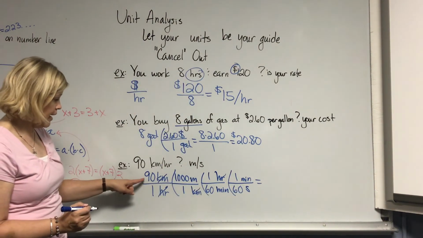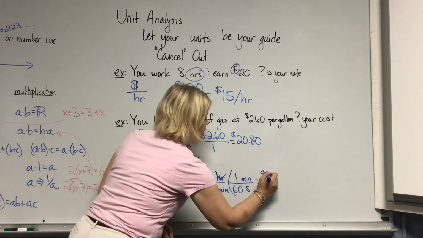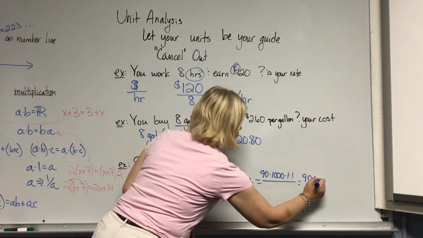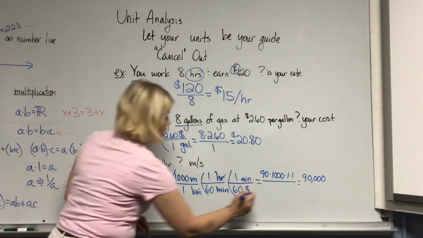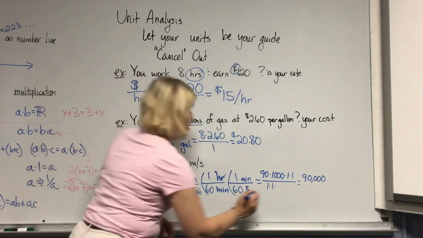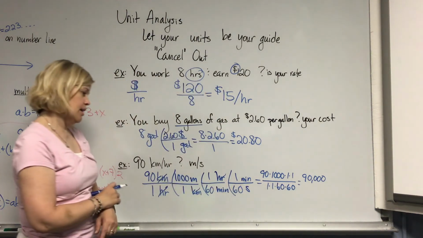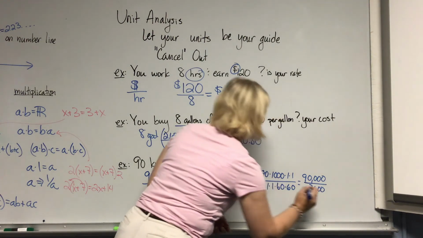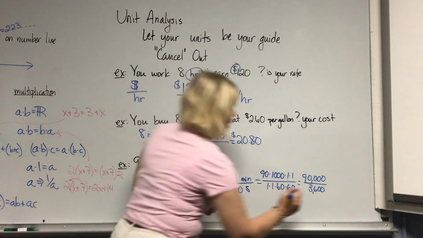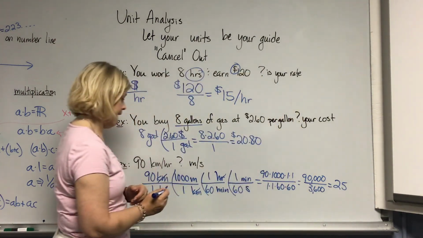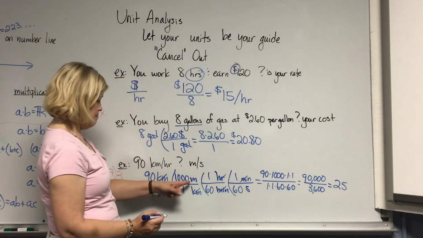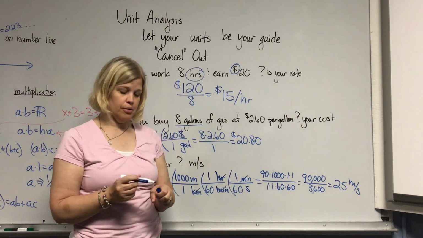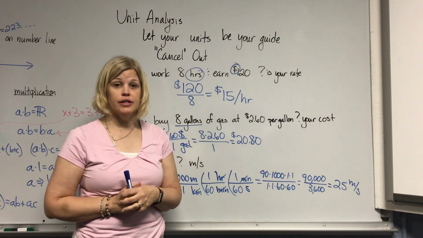So I'm going to multiply all the things up top, 90 times 1,000 times 1 times 1, and that gives me this number. On the bottom, I've got 1 times 1 times 60 times 60, and that is 3,600. And if I divide, I get 25, and that is meters per second. That's a pretty long problem, but hopefully you can see how you can break it down. I'll see you in class and we'll practice all these concepts. Bye.